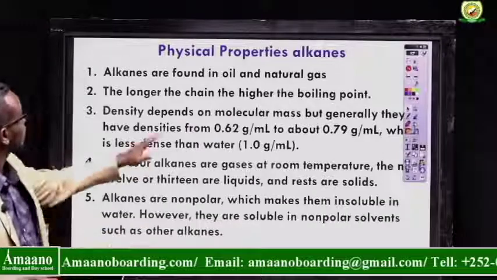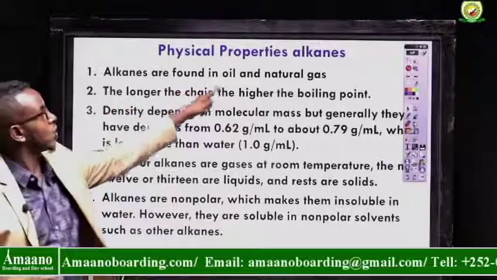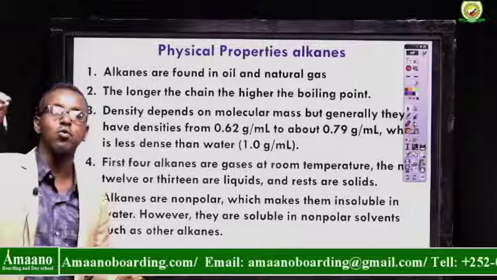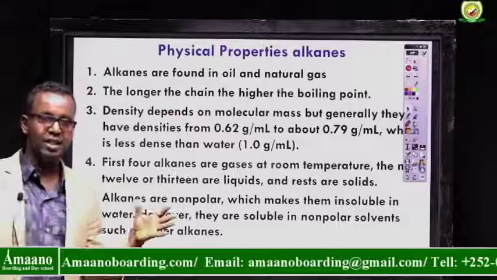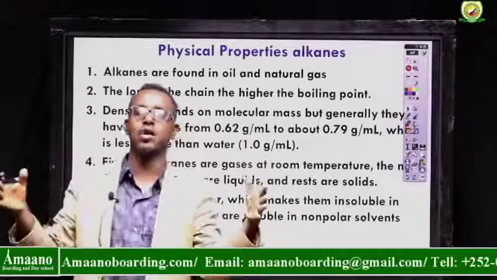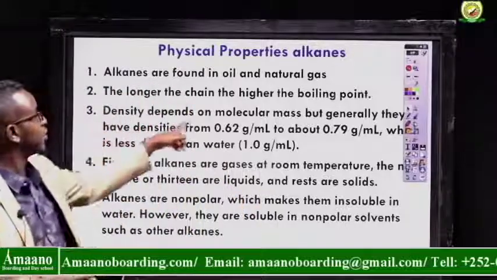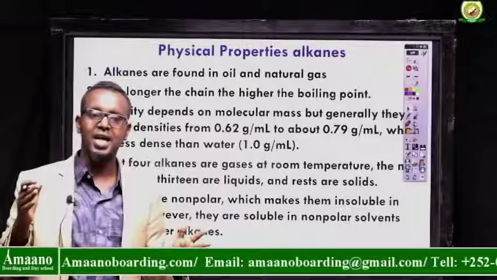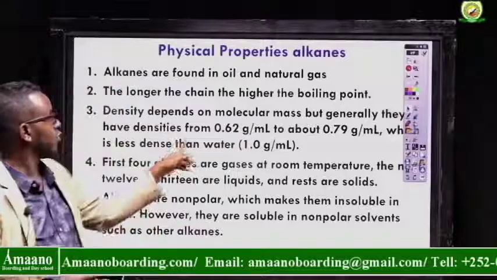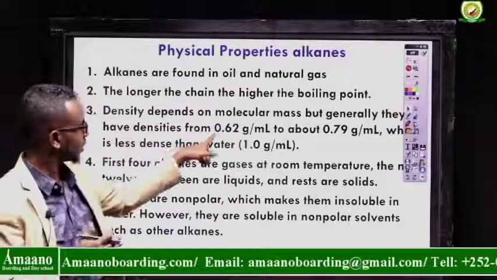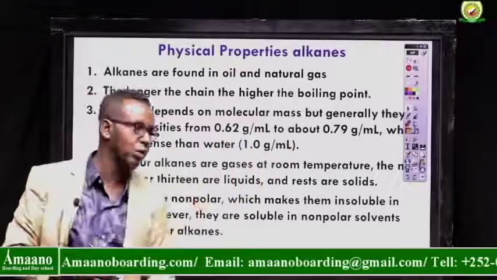Okay, students, these are the physical properties of alkanes. Alkanes are found in oil and natural gas. Where can we get alkanes? From crude oil. That's number one. The longer the chain, the higher the boiling point. If we increase the number of carbons, the melting point and boiling point also increase. This is property number two. The density depends on molecular mass. The longer the chain, the higher the density. It's the same principle. For example, they have a density around 0.6 up to 0.7, so they have a lower density than water.